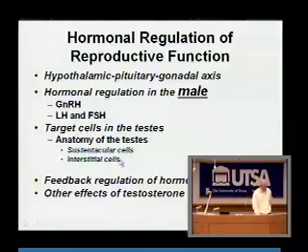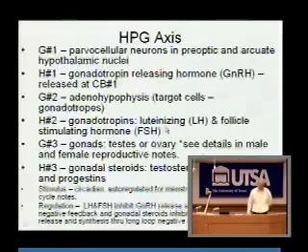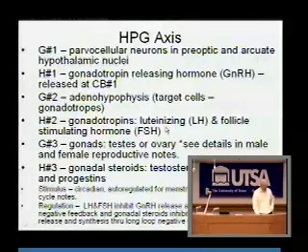So we stick with those nomina anatomica terms as much as we can. And then, of course, we'll discuss feedback regulation of the hormone secretion and other effects of the testosterone. So again, gland 1, gland 2, gland 3, hormone 1, hormone 2, hormone 3.